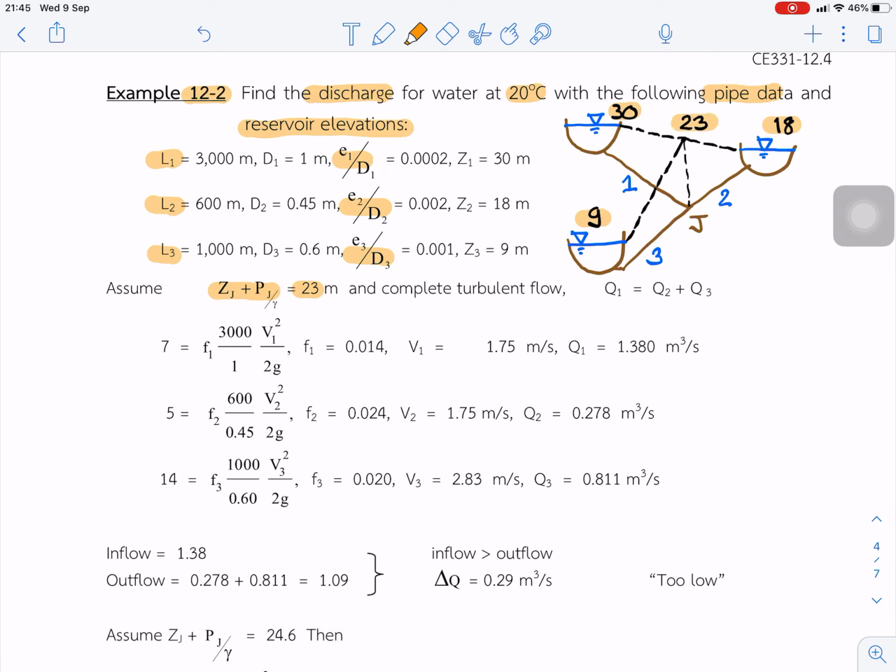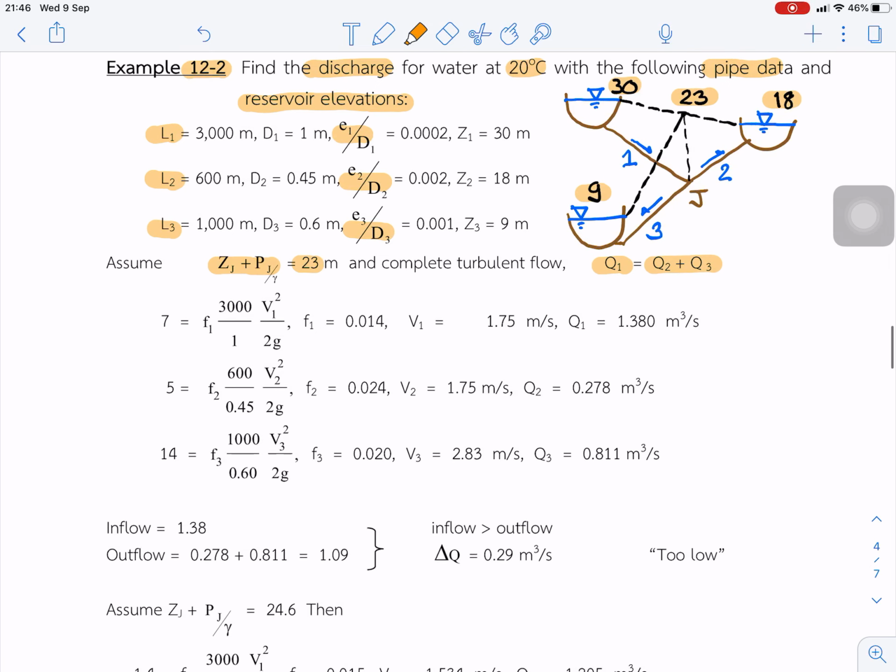Okay, so we expect that the flow should be like this: Q1 to the junction and flowing to Q2, because the hydraulic grade line at the junction is greater than the elevation of reservoir 2, so it should be Q1 is equal to Q2 plus Q3.